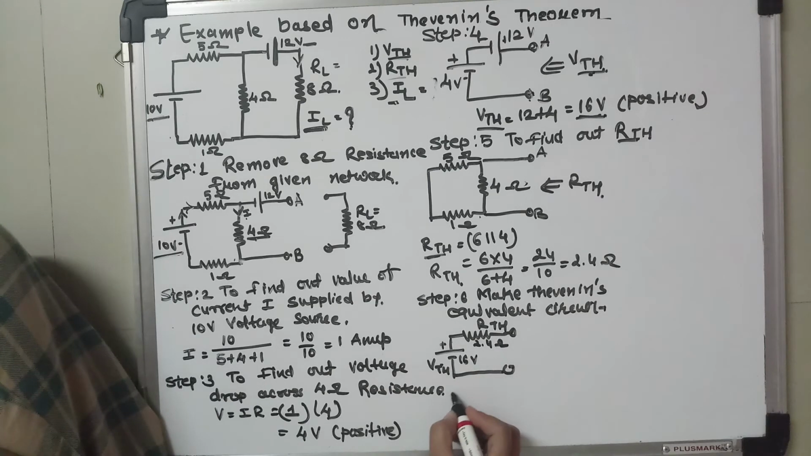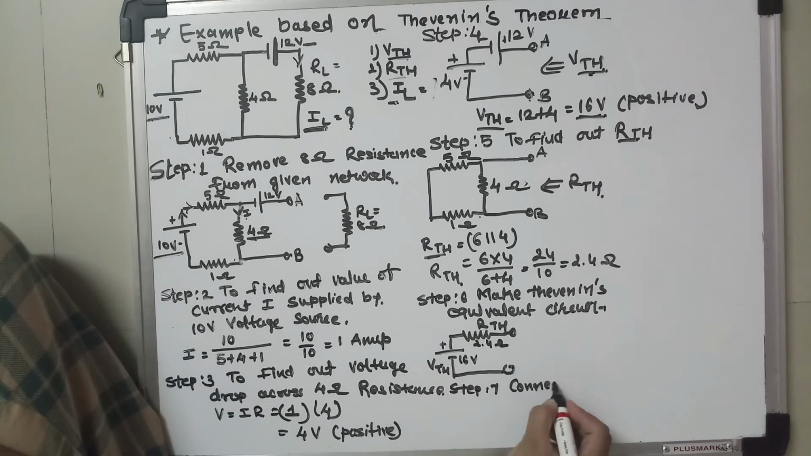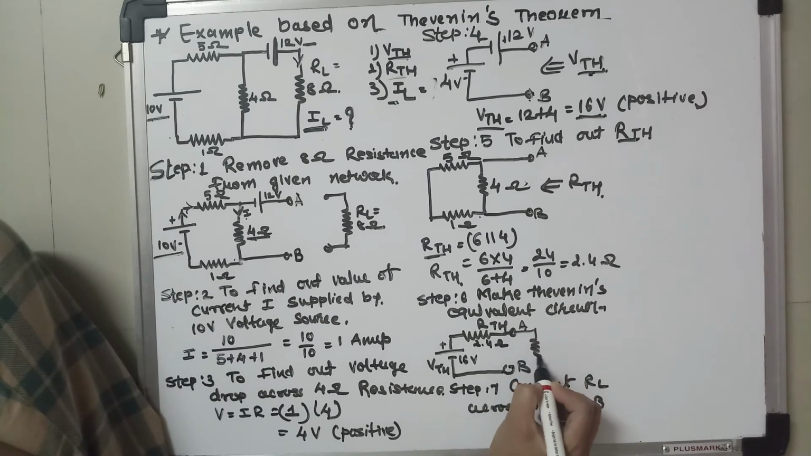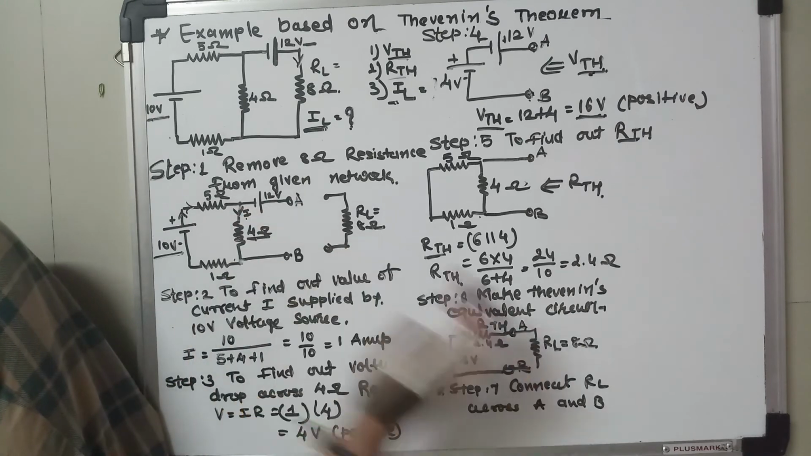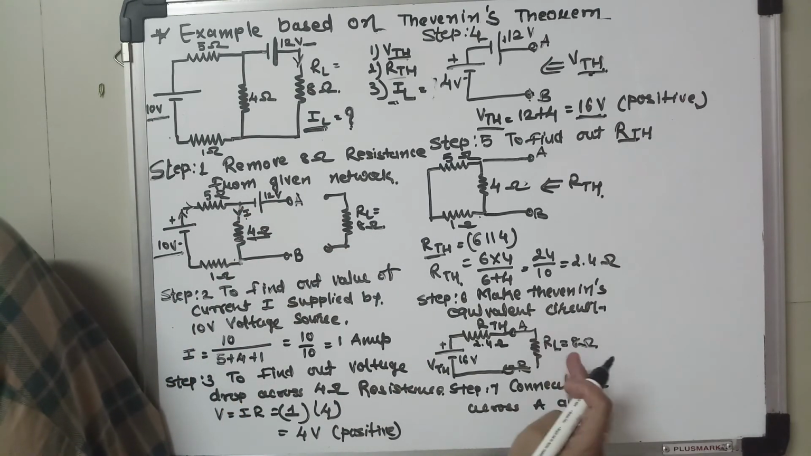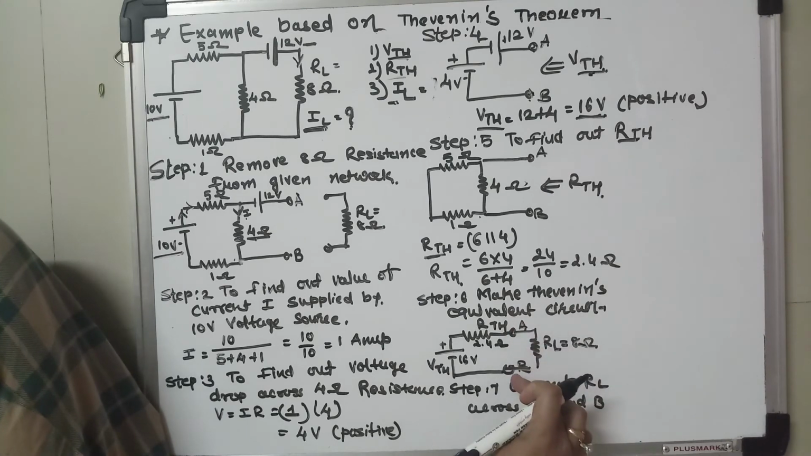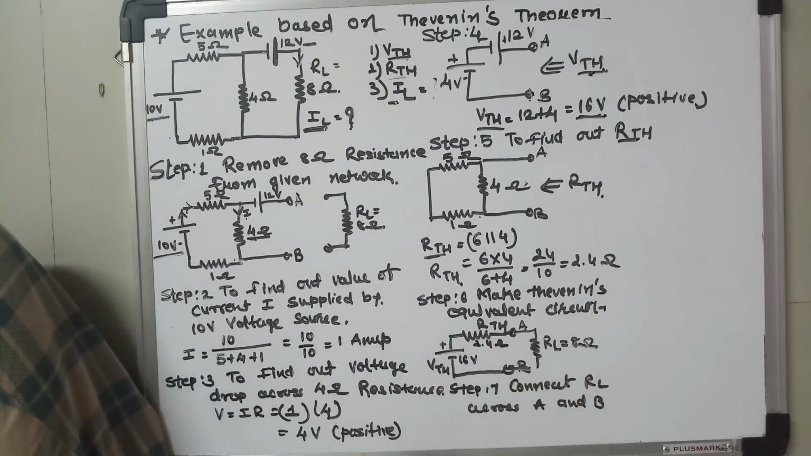Now in step number 7, connect RL across terminal A and B. RL is equal to 8 ohm, which we had already removed in the first step. Again connect the 8 ohm, means reconnect RL across the A and B terminals. So my final circuit will be like this.